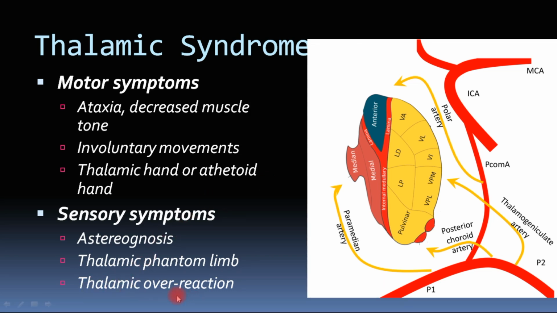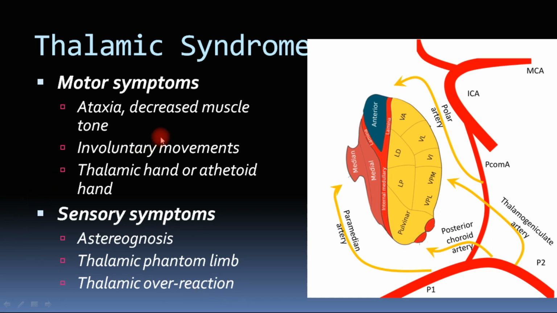The third symptom is thalamic overreaction. That means there is hypersensitivity of that limb to pain sensation. The threshold of pain is reduced, and even touch sensation can be enough to evoke pain. So that is the thalamic overreaction.